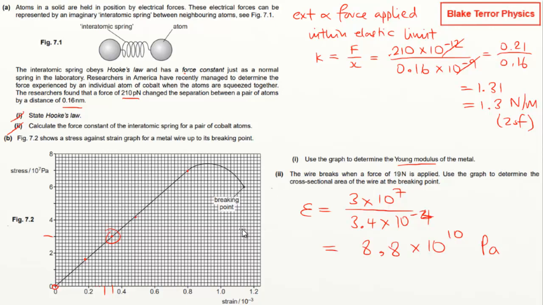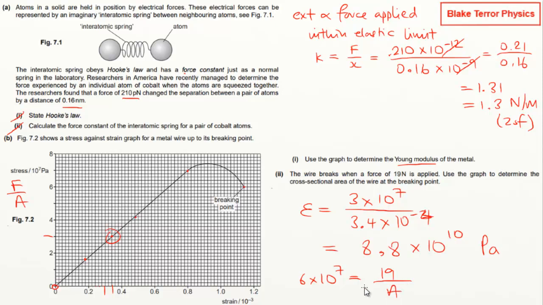Yes, so then we've got the wire breaks when a force of 19 newtons is applied. Use a graph to determine the cross-sectional area of the wire at the breaking point. Right, the breaking point here, so this is our stress, that's our force over cross-sectional area. So we've got the 6 times 10 to the 7, because that is our stress at the breaking point, must be 19 divided by the area.